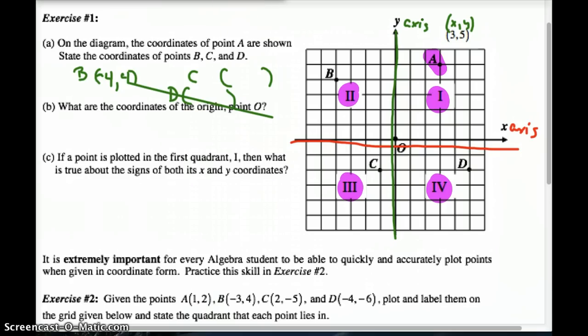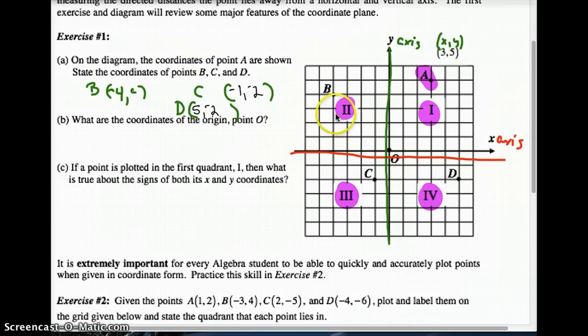So what I want you to do is hit pause and do point C and point D, please. Okay, I have C at (-1, -2). And D at (5, -2).